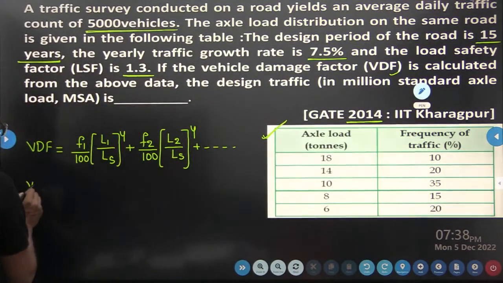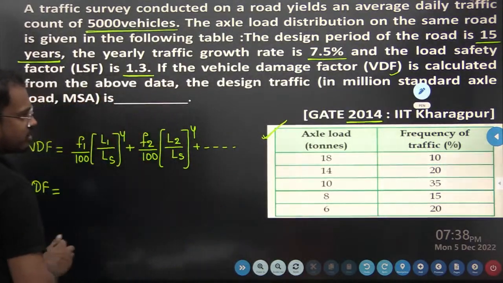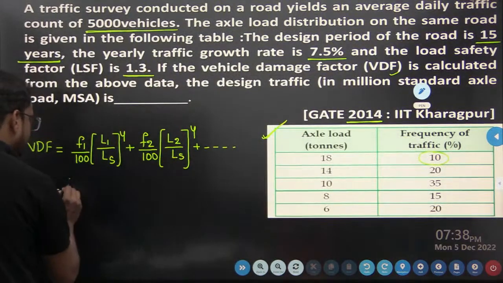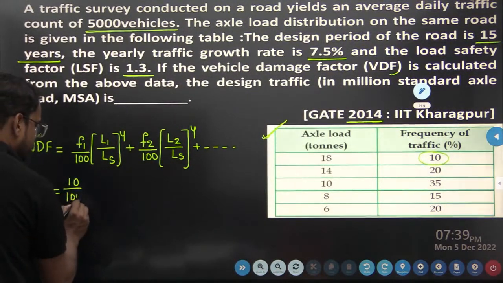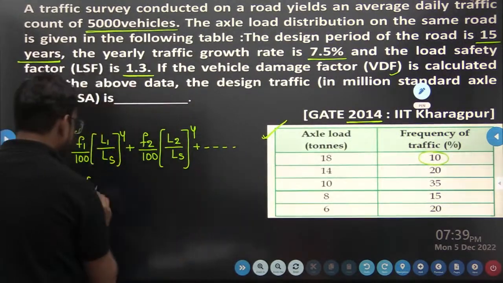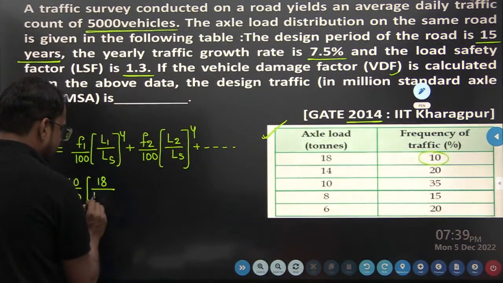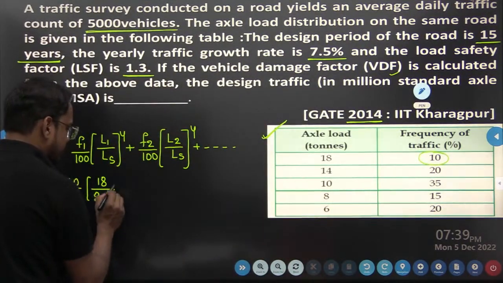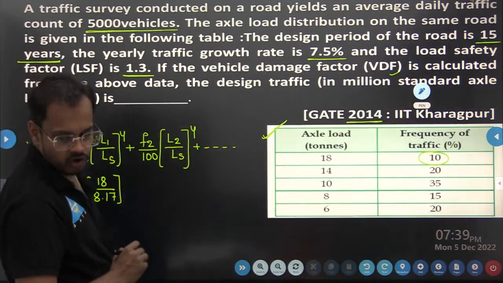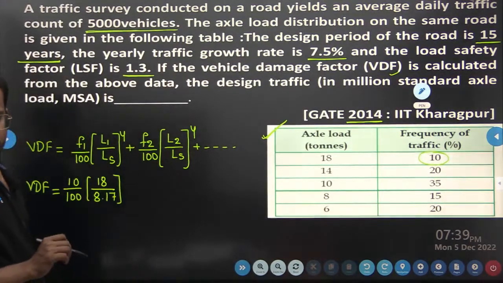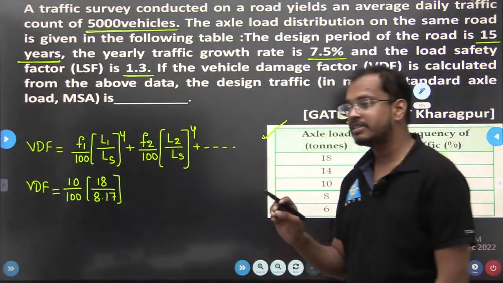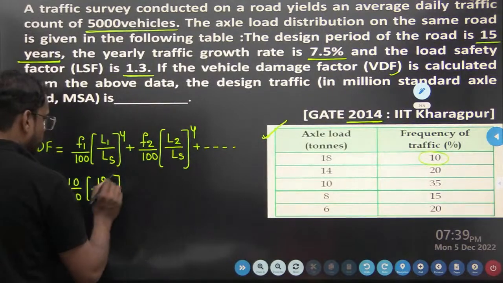That means if I am interested to calculate vehicle damage factor, then what is the value of F1? F1 is the frequency, 10%, so we can write it as 10 by 100. L1 is 18. LS is 8.17 tons, the standard axle load. We already know that the standard axle load is 8.17 tons, whole raised to power 4.